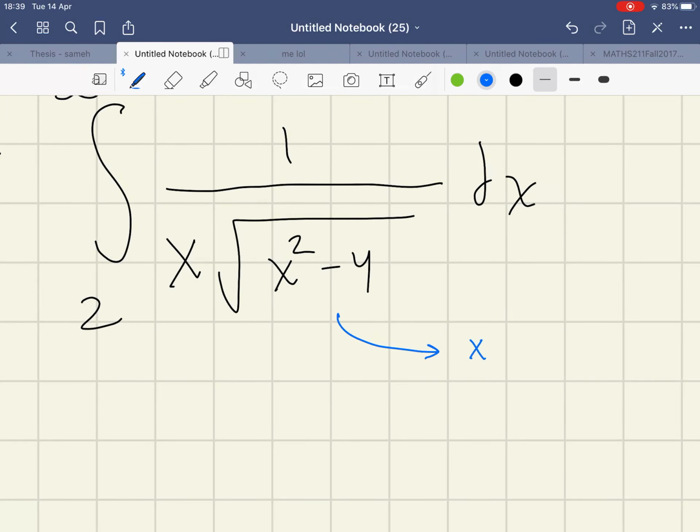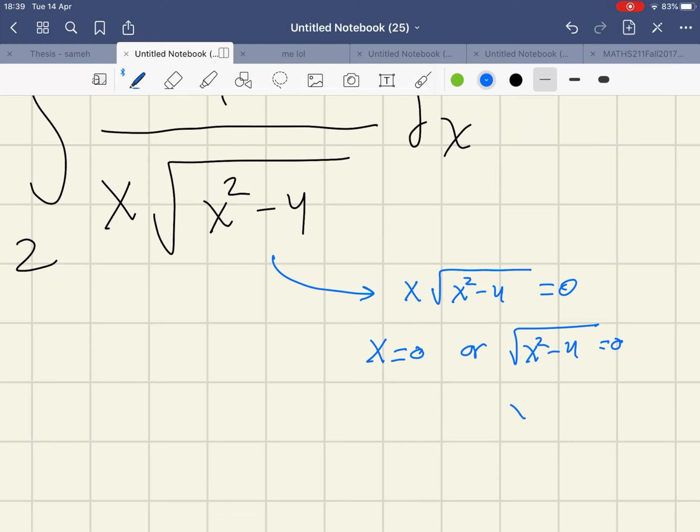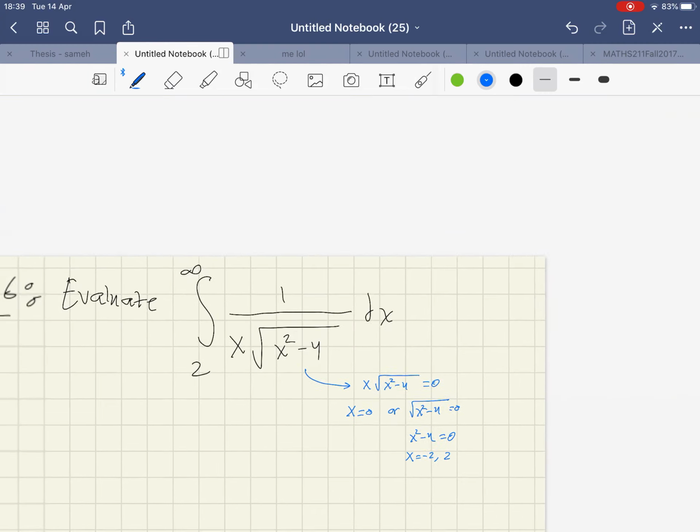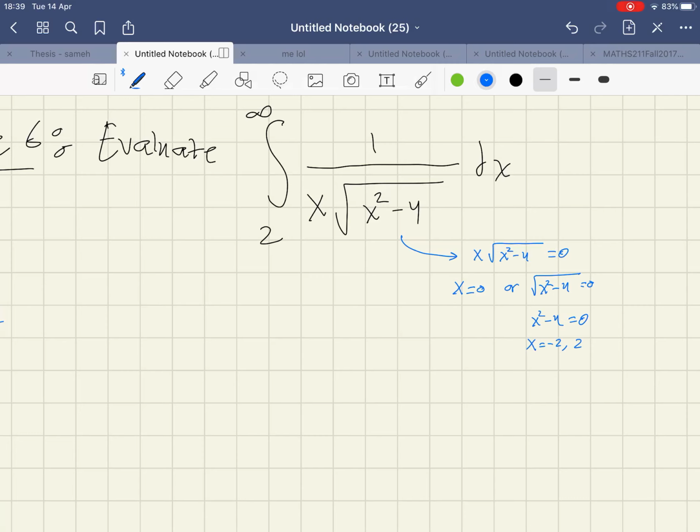This is not defined if the denominator is equal to 0, which means x equals 0 or this whole square root is 0, and that is the same as x squared minus 4 being 0, so x is negative 2 and 2. Now we need to check which one of these, 0, negative 2 and 2, is between 2 and infinity. The only number that we need to choose is 2, and I'm going to choose 2.